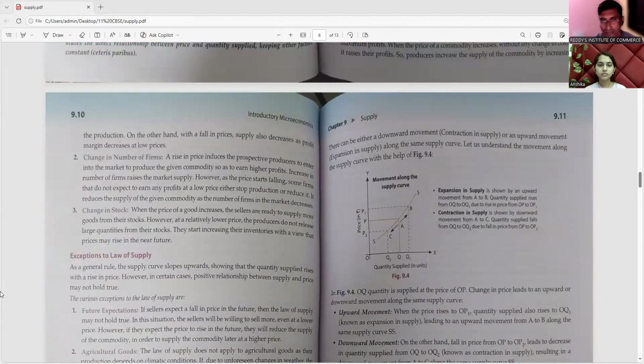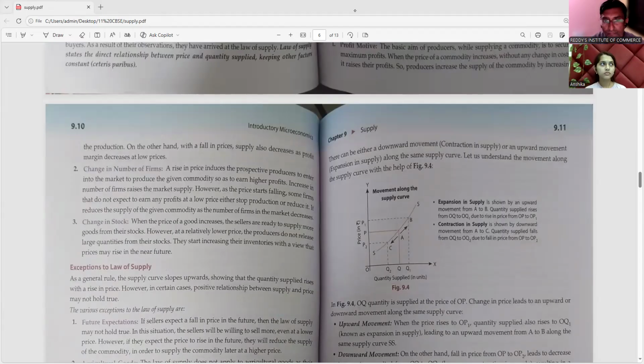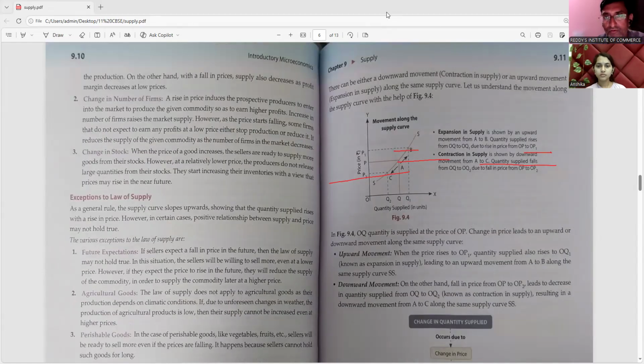See, in this case, there can be either a downward movement or an upward movement along the same supply curve. Let us understand the movement along the supply curve with the help of figure 9.4. Now, in which situation does it go to the upward side, and in which case does it go to the downward side? Let's see properly. Now, this is your diagram.